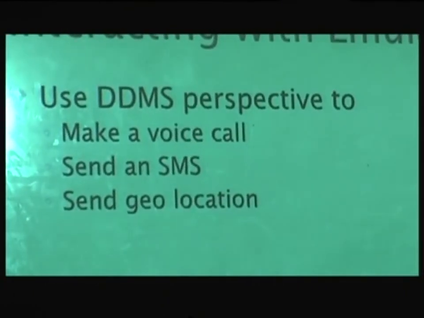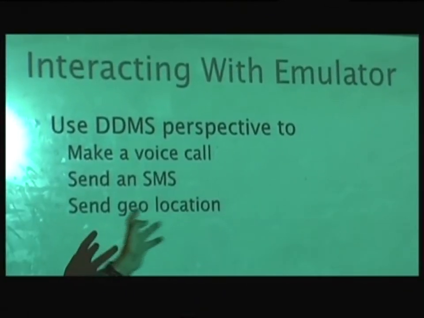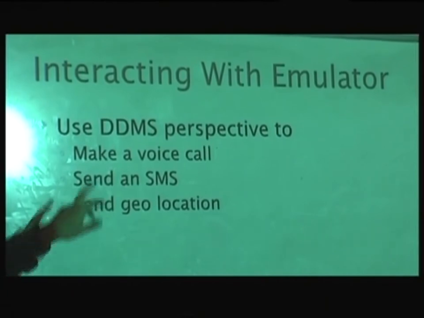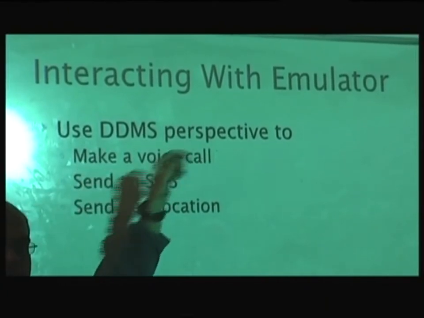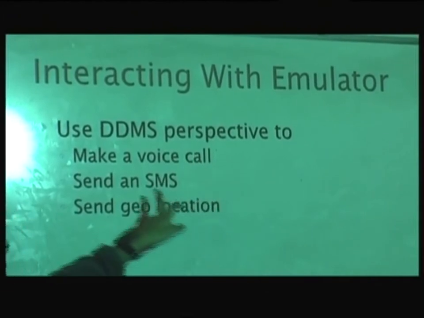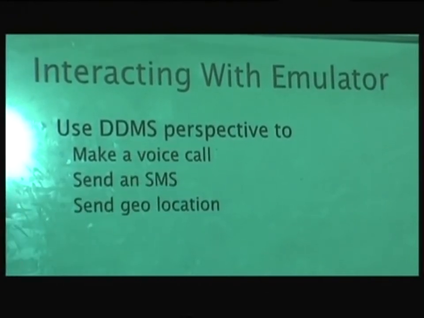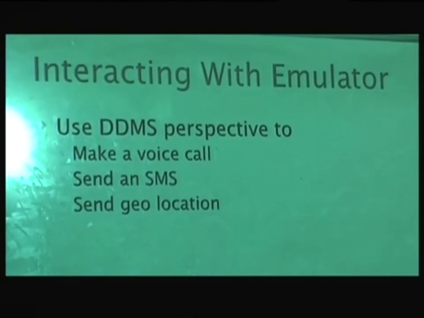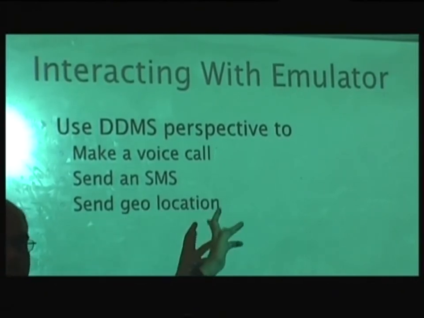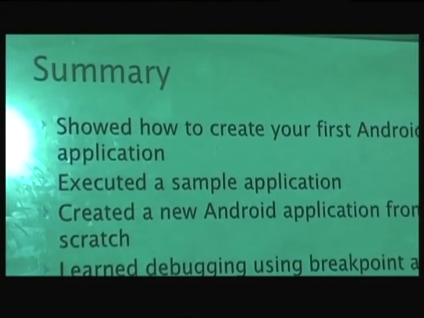And you can interact the same way. You can send a geolocation. This is what you would do in the assignment. You will see the DDMS perspective, just like there is a WMA console and event generator, the DDMS perspective. You can use it to send an SMS and make a voice call. You can actually call the emulator by dialing its number, and you can send the GPS location. All of these things are possible for interacting with the application.